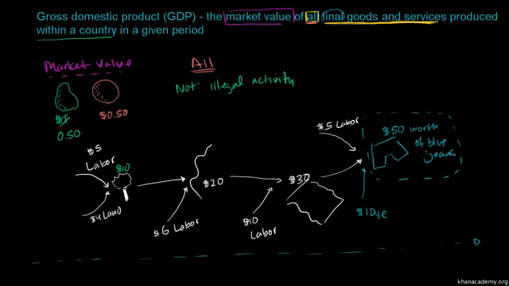Now this last part of it is produced within a country. You might have heard GNP, gross national product, and that's the main difference. GDP says, let's say we're talking about the United States, so that's my best attempt at drawing the United States. GDP says, look, if it was produced inside the country, we don't care who it was produced by. It could have been produced by someone from Mexico. It could have been produced by someone from Canada. It could have been a factory that's owned by the Chinese. But if it was produced within the borders of the United States, it gets counted as GDP.